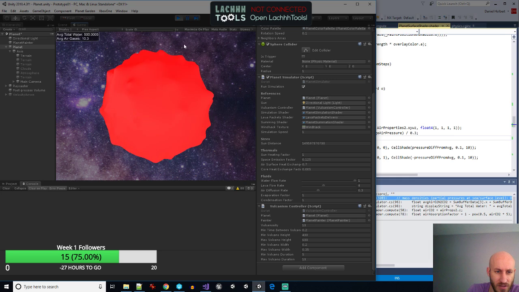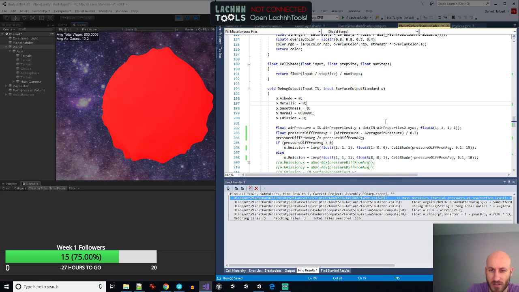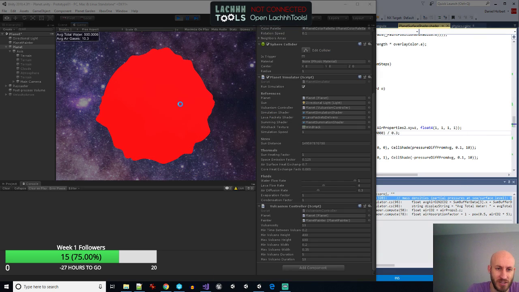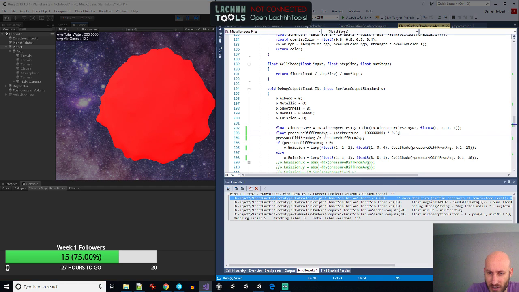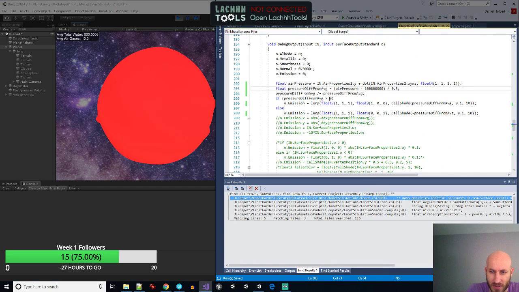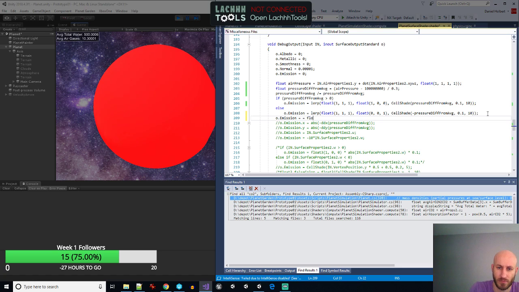That should give me a gradient, so it shouldn't be all red like this. Just to make sure, if I put a really crazy high number in here, it still seems like it's not having any effect. So I'm just going to put green just to make sure I'm not going crazy. Okay.